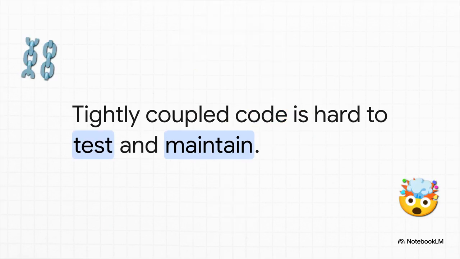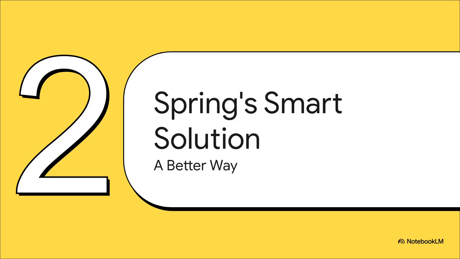And yeah, that's the real villain of the story: tightly coupled code. When your objects are in charge of creating their own dependencies, they basically get glued together. Your code becomes super rigid. Want to swap out a component for, say, a mock version for testing? Good luck. A change in one class means you have to go on this massive scavenger hunt to fix every single other class that uses it. It's just not maintainable.